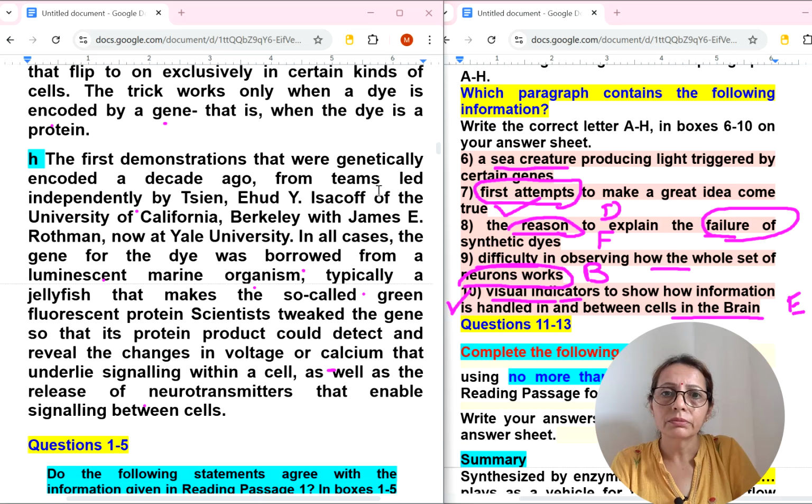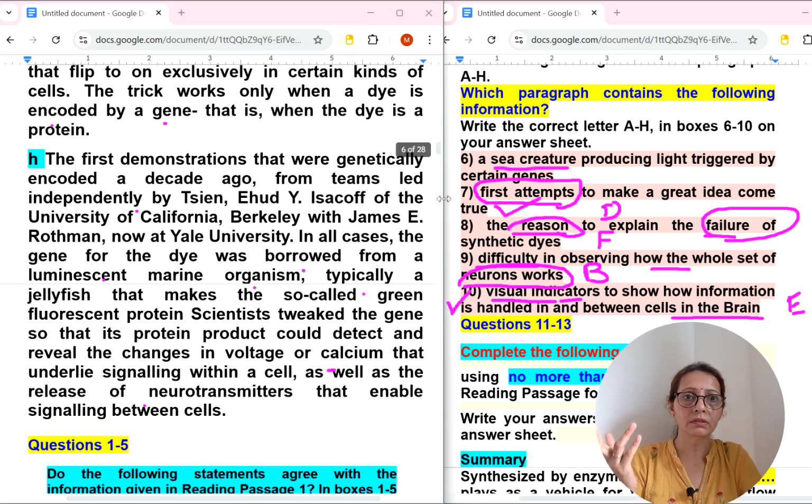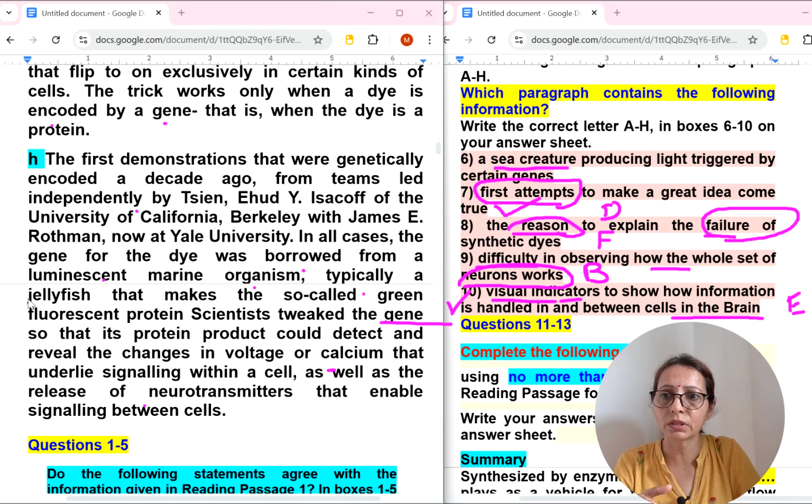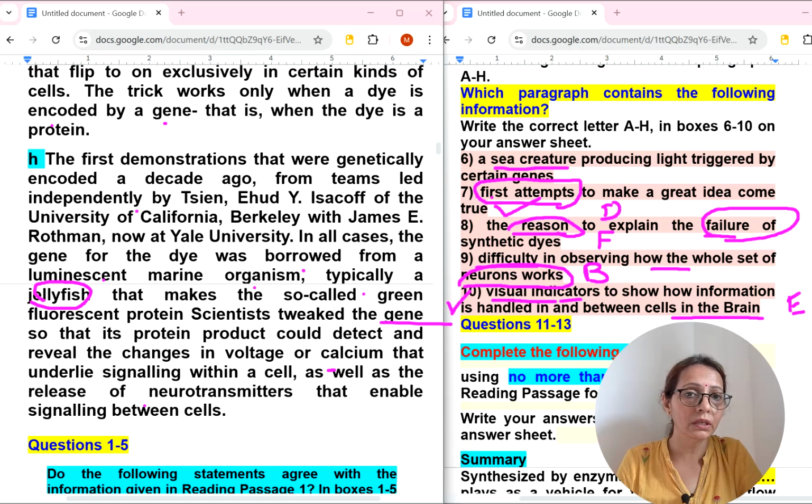And the first demonstration, I am looking for animal, any sea creature. Yeah, jellyfish is there. Jellyfish is a sea creature producing light triggered by certain genes. So-called green gene is also there. Gene word is also there. See this, gene word is also there. Jellyfish is also there. Jellyfish means sea creature. So without thinking, we will just mark it H number.